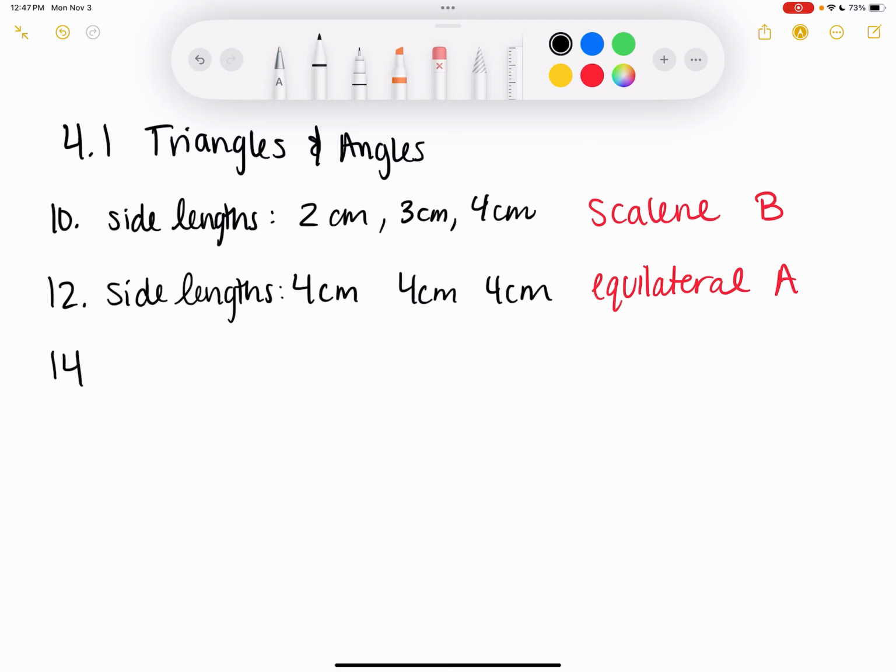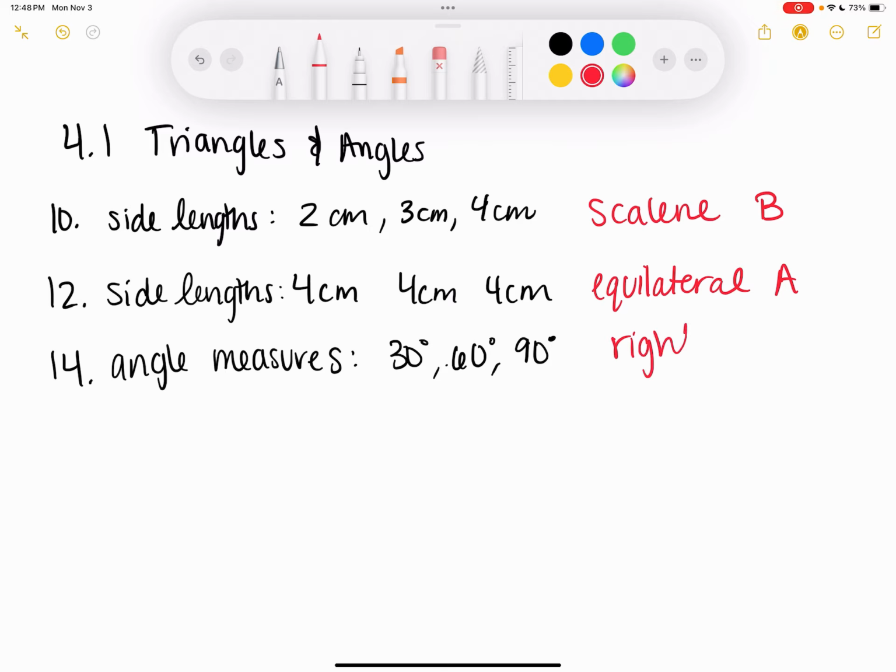And then 14, angle measures: 30 degrees, 60 degrees, and 90 degrees. What kind of triangle would have those angle measures? Right. Yep, a right triangle. If any of them have a 90-degree angle, it automatically is a right triangle, and that's option F.